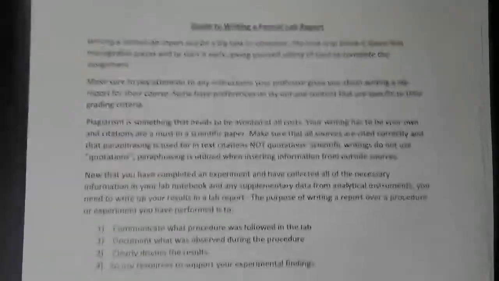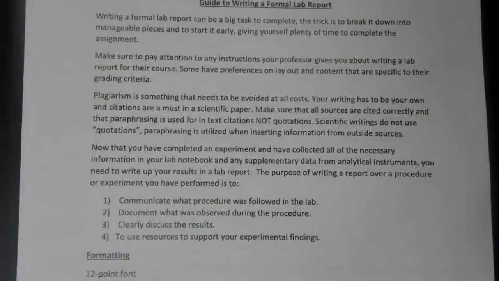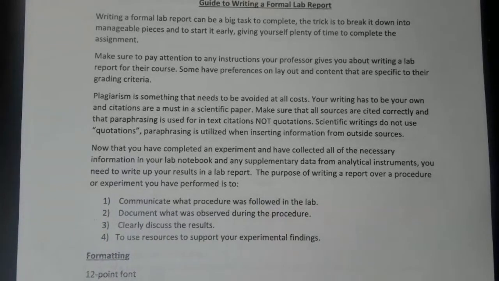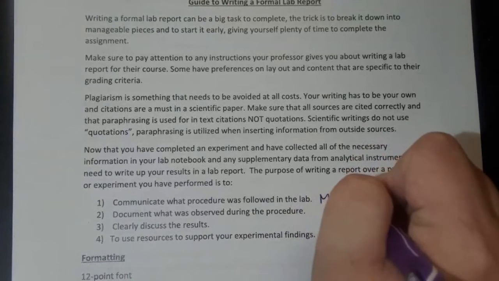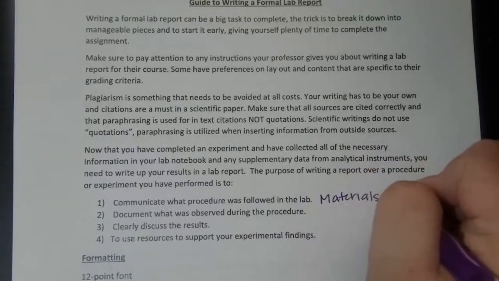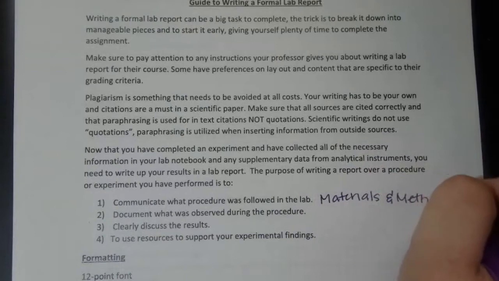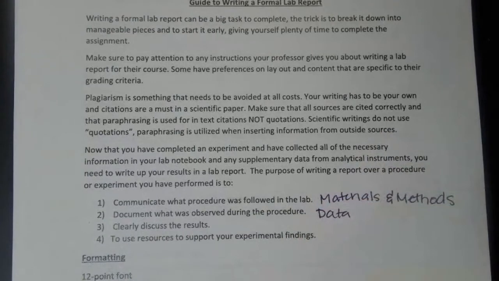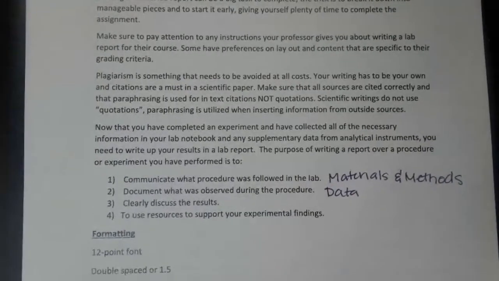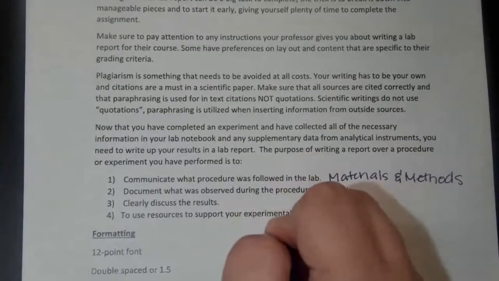So there are 4 main objectives in a lab report, okay? Communicate the procedure. That's going to be your materials and methods. Document what was observed, okay? This is going to be your data. Discuss your results. You're going to do that in your discussion section. And use resources to support your experimental findings.